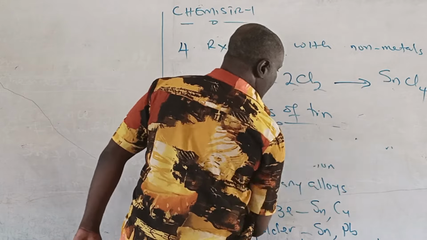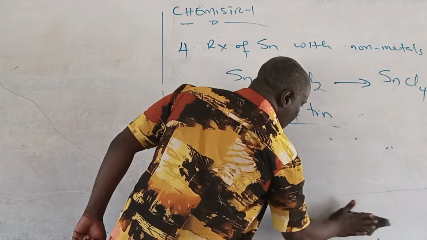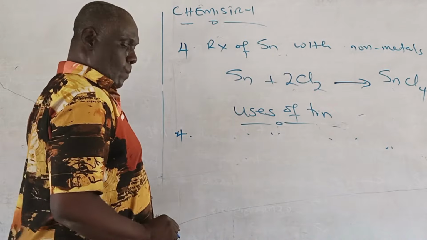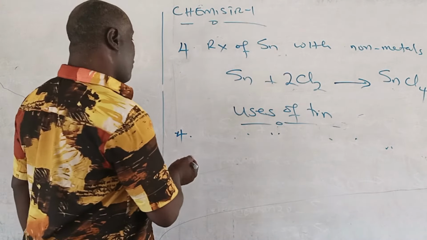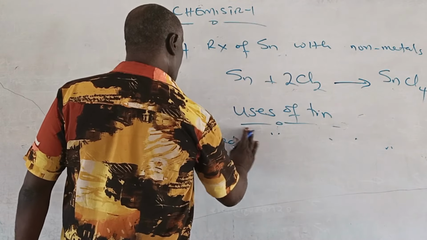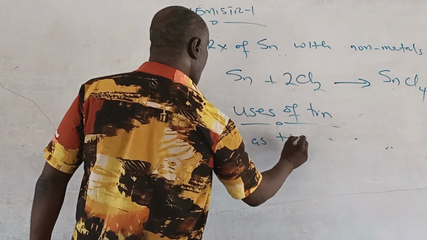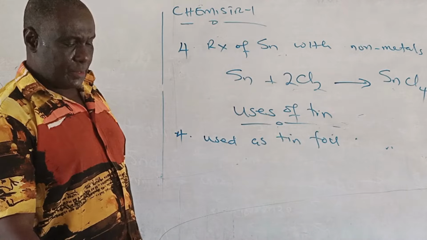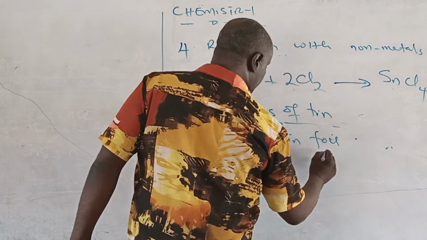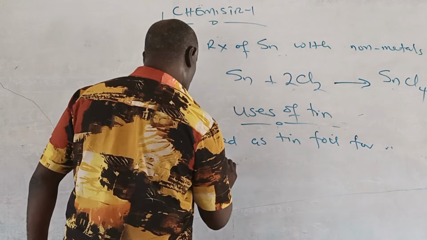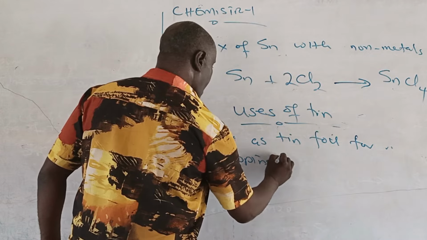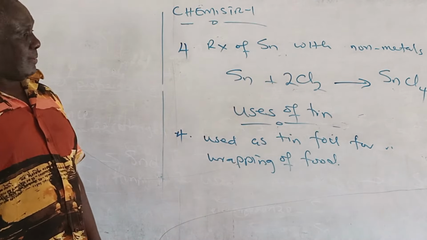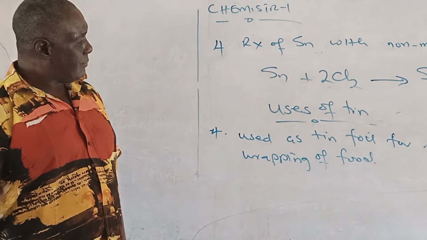Let's check on number 4, at least another use of tin. It is used as tin foil. That's for the wrapping of food. Well, this is the end of the lesson for today.